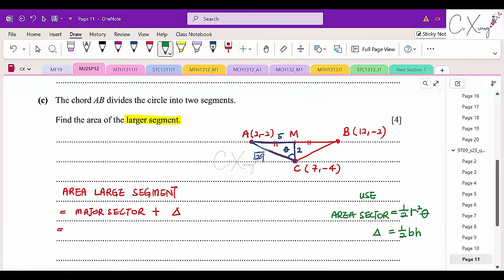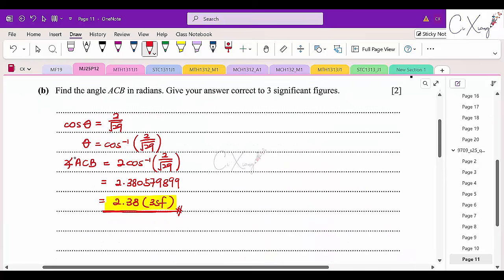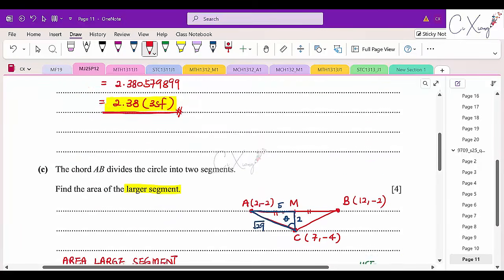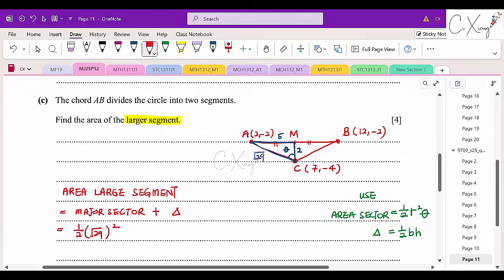We are having half r square theta. Half is half r square. What is the radius for this circle? Like what I told you just now, AC is the radius, and it is actually square root 29. So you have to square it. And what's the theta? For the angle ACB just now, we are having 2.38.